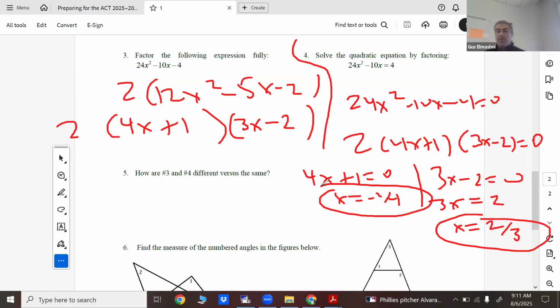So how are number 3 and 4 different versus the same? They're the same expression for the most part. A, B, and C are the same, but different because of what the instructions are asking you to do. Number 3 I say is an expression. Number 4 I say is an equation. An equation has an equal sign, right?